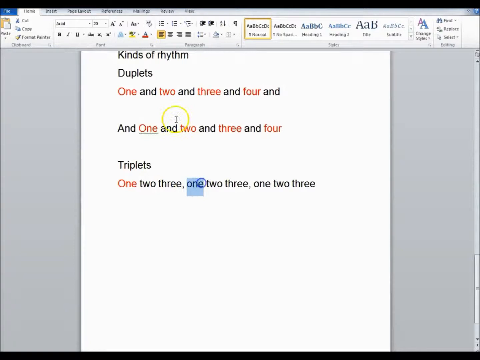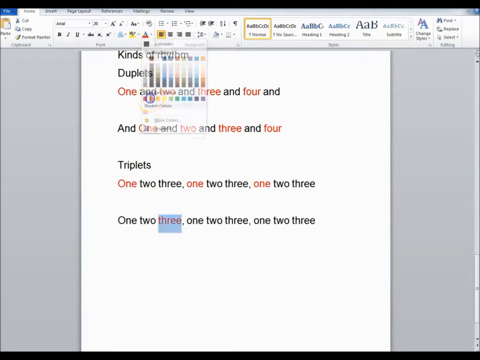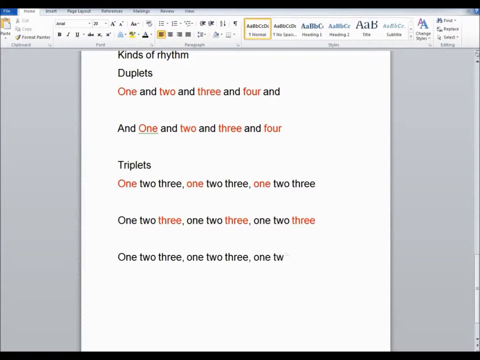In addition, we have triplets. And triplets, just as they are in human beings, in rhythm represent groups of 3. And triplets can be constructed in three ways: 1, 2, 3, 1, 2, 3, which, by the way, is waltz rhythm, or they can be stressed on a different beat of the group of three, as in 1, 2, 3, 1, 2, 3, or on the last beat, as in 1, 2, 3, 1, 2, 3.